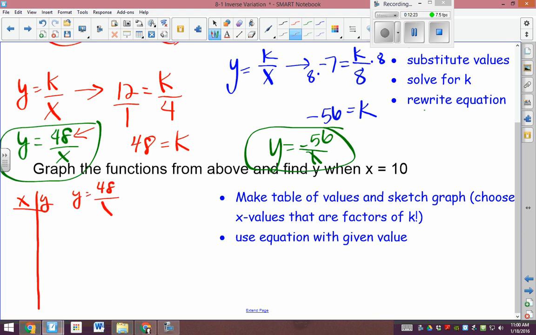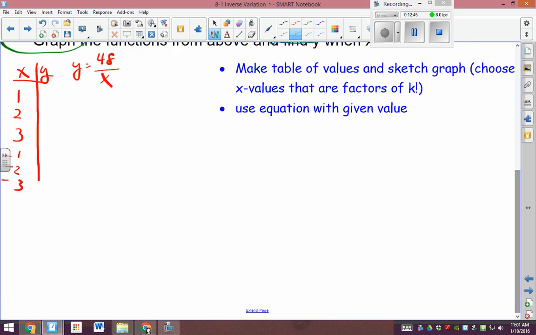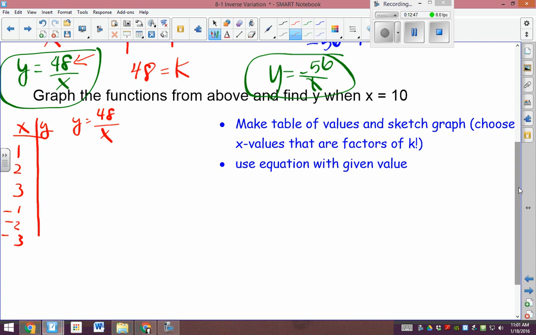So there's our formula. Just pick easy stuff. Factors are 1, 2, even 3. You could divide those by negatives, so do -1, -2, -3. We can't divide by 0. That would be the world exploding. So if we plug in 1, 48 divided by 1 is 48. 48 divided by 2 is 24. 48 divided by 3 is 16. Now they're just negatives: -48.